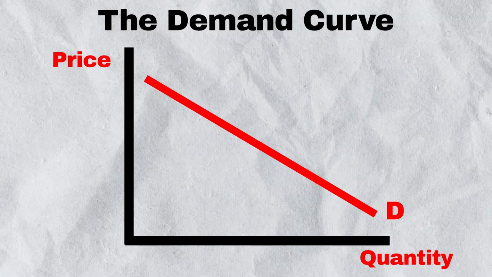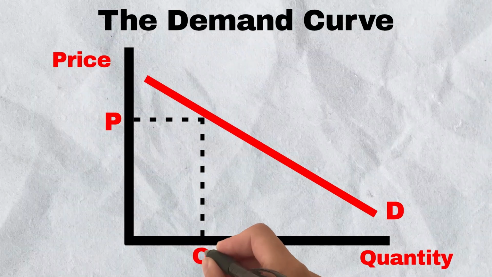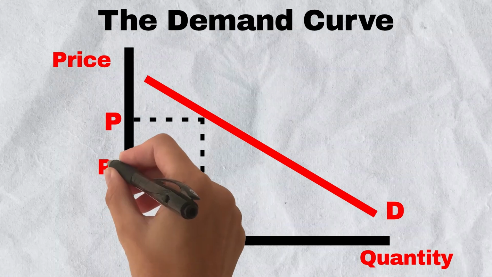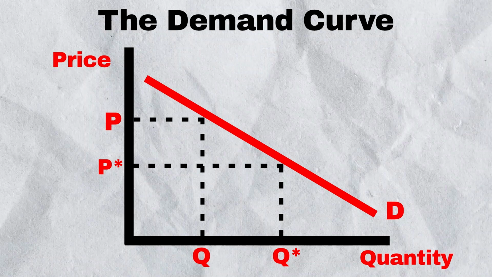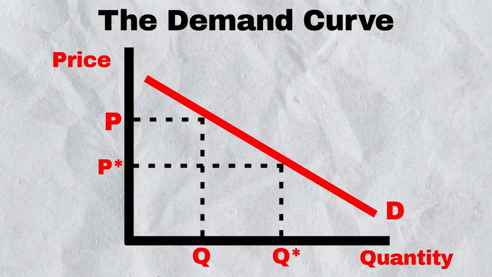The demand curve shows us for a given level of price, we will call this P, the corresponding level of quantity demanded, we will call this Q. If price was to decrease from P to P star, then quantity demanded will increase from Q to Q star. This is called a movement along the demand curve.